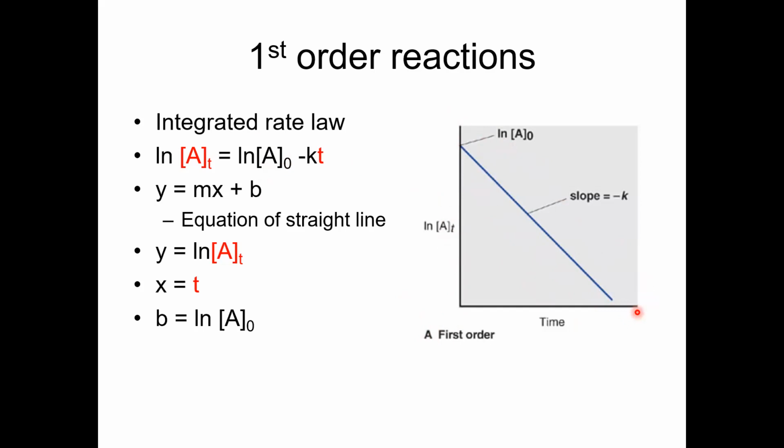Okay, so when you're in lab, if you make this graph and it turns out to be a straight line, great, you have some other steps that you can do. You can look at the slope and determine what the value of k is. You can figure out what your initial concentration was, or in this case, the proxy, the initial color. And you can also figure out half-life, which we will get to later.